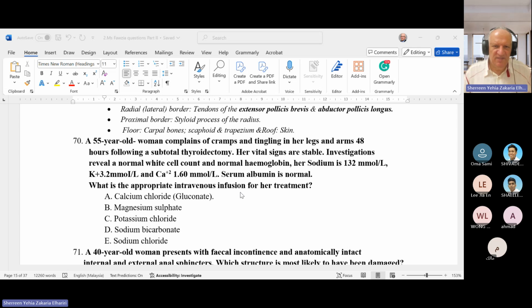So what is the appropriate intravenous infusion for this patient? Okay, we need to give her calcium. In most countries, they usually give calcium gluconate. In some countries, they give calcium chloride. Usually it is 10%, 10 ml within 10 minutes. Calcium gluconate or calcium chloride.